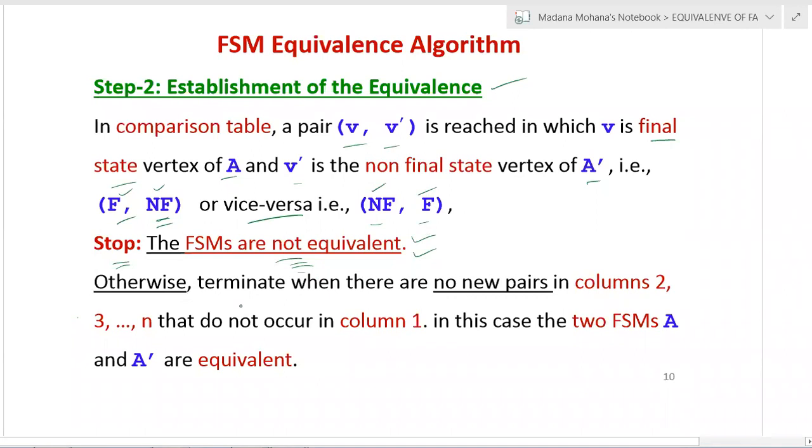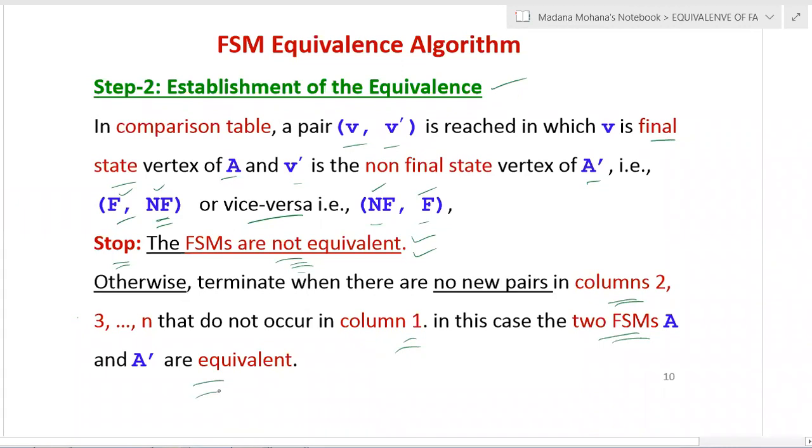Otherwise, suppose neither of the above two cases exists, then you have to terminate when there are no new pairs in column 2, 3, and so on that do not occur in column 1. You find all new pairs from columns 2 and 3 that have not occurred in column 1, until no new pairs exist. Like NFA to DFA, whenever no new states occur, you stop. In this case, we can say that the two FSMs A and A dash are equivalent. So this is the conclusion.